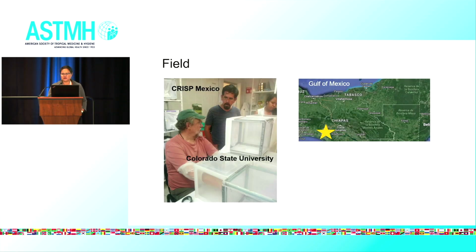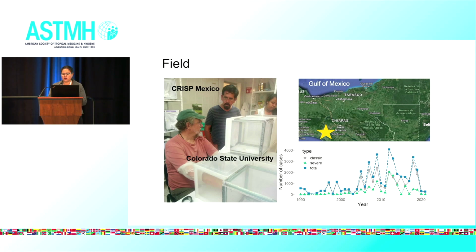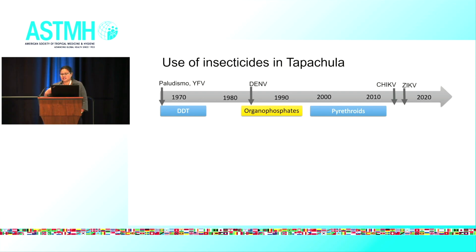So we tried to test this in the field as Bill Black from Colorado State University and Américo Rodríguez from Centro Regional de Salud Pública in Mexico designed this study in Tapachula, Chiapas. This city is on the border between Mexico and Guatemala. It rains a lot, so there are mosquitoes all year long, and there have always been dengue cases reported from 1990 to 2020. This is important because that means that insecticides have been applied to control mosquitoes.